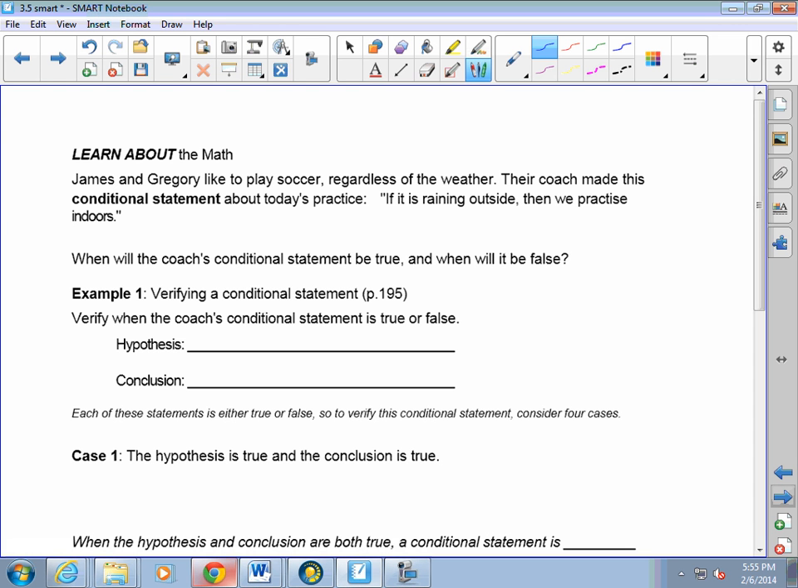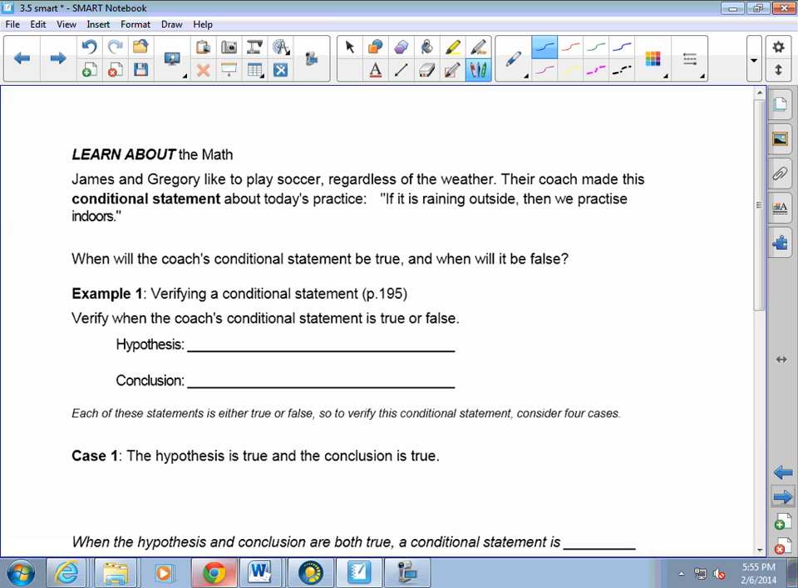James and Gregory like to play soccer regardless of the weather. Their coach made this conditional statement about today's practices. If it is raining outside, then we practice indoors. When will the coach's conditional statement be true, and when will it be false?